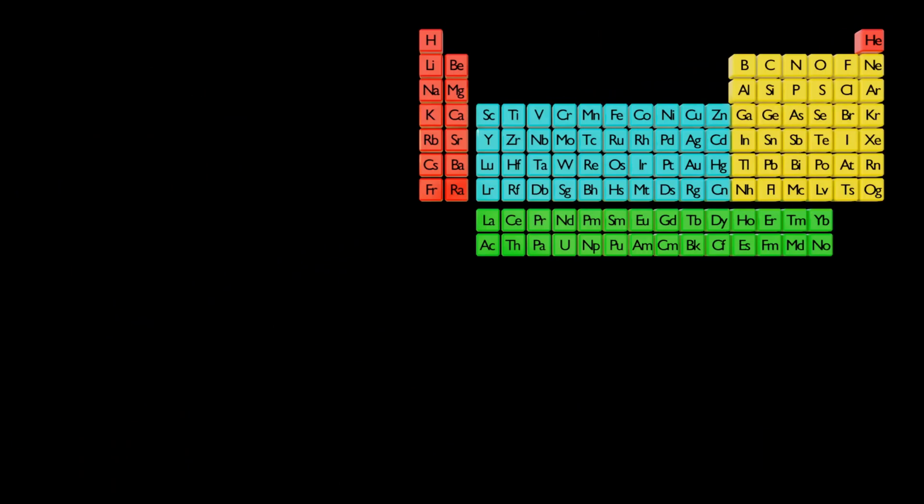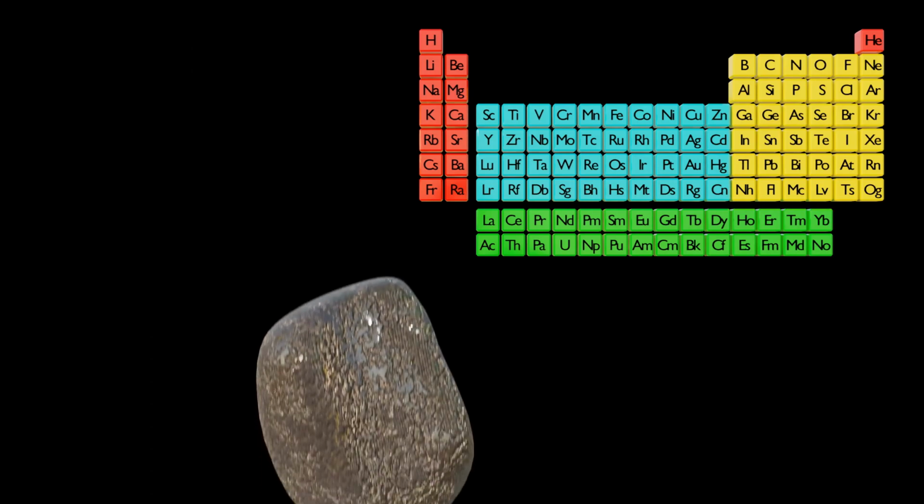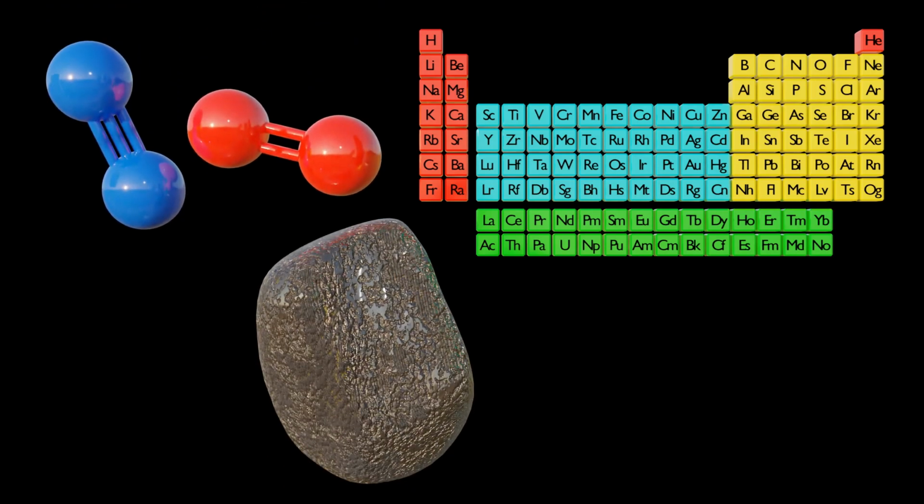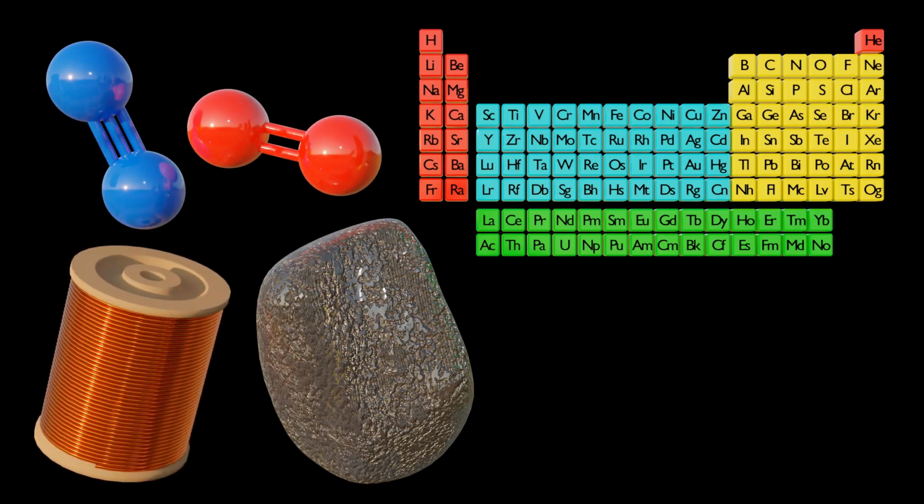There are 118 elements currently known. These elements are represented and organized in an arrangement called the periodic table, which is shown in the top right. Examples of elements include carbon, which makes up the graphite of pencil lead, the oxygen and nitrogen in the air, or copper found in electrical wiring. These are all examples of pure elements, just one.